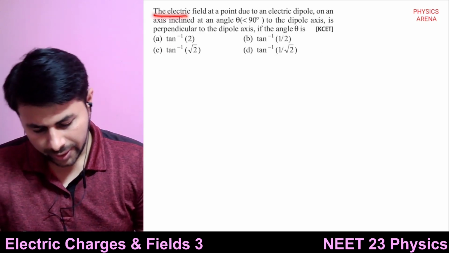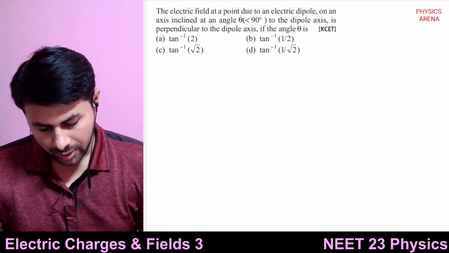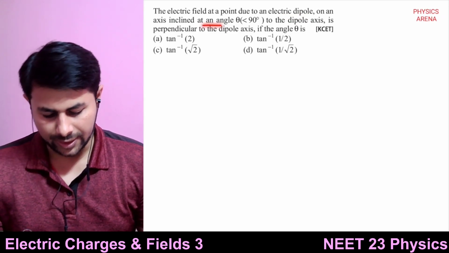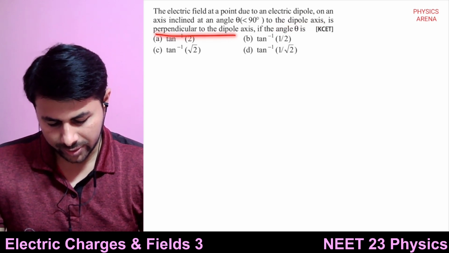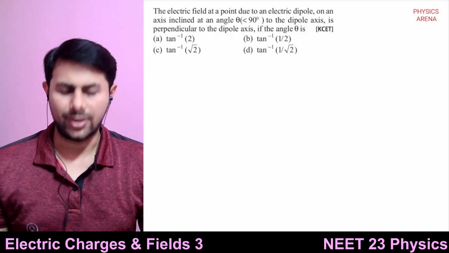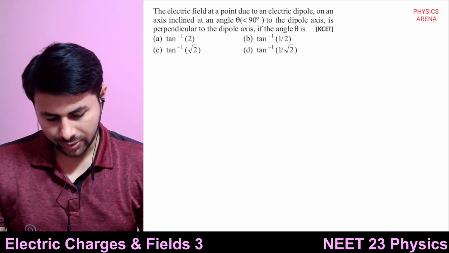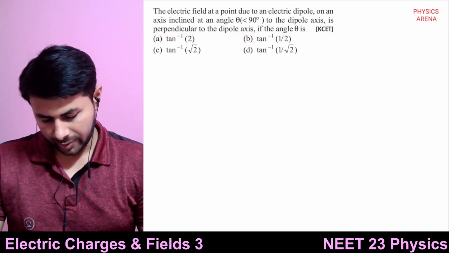Right? The electric field at a point due to an electric dipole on an axis inclined at an angle theta to the dipole axis is perpendicular to the dipole axis if theta is. Okay, so this is the question. So the electric field is perpendicular to the dipole axis if theta is.